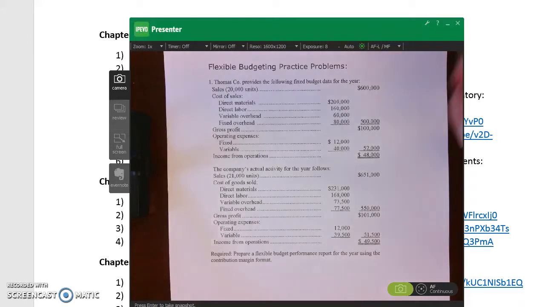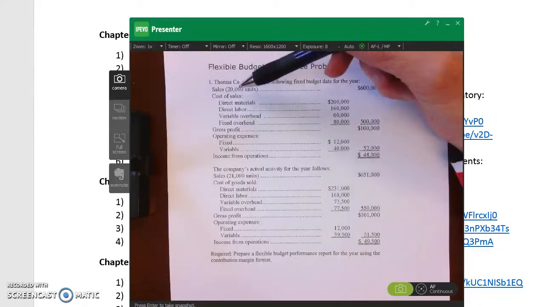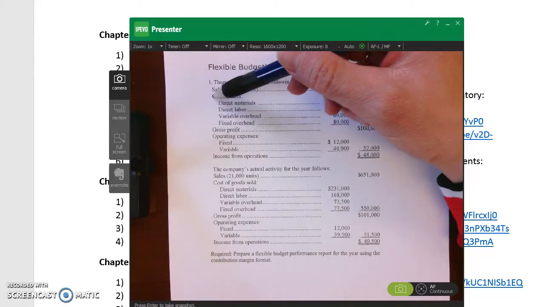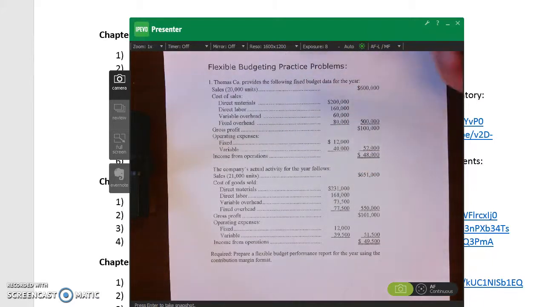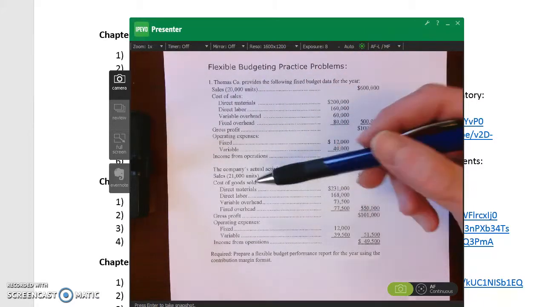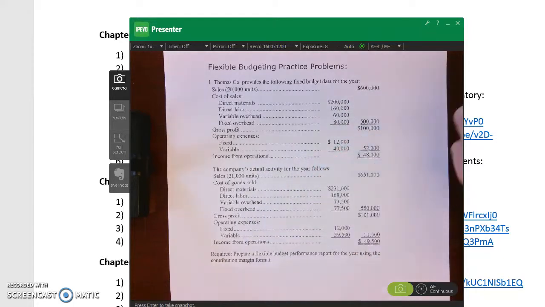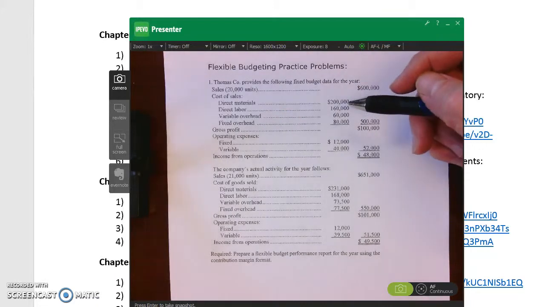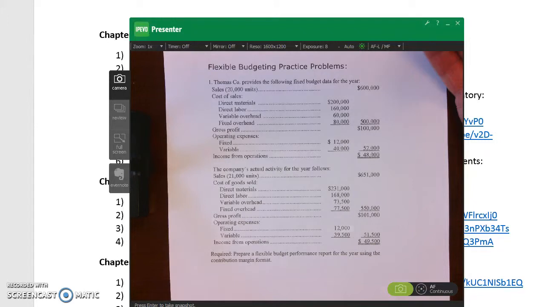But what you can see is the budget was done for 20,000 units. So really what we want to do is redo this budget at 21,000 units and compare it against actual. Because what that's going to tell us is, yeah, you know what, you did better than what you said, but really you could have done even better if you had controlled your costs more effectively. Okay, and that's what we're going to see.